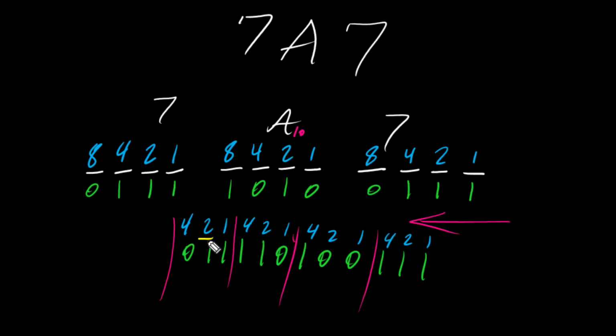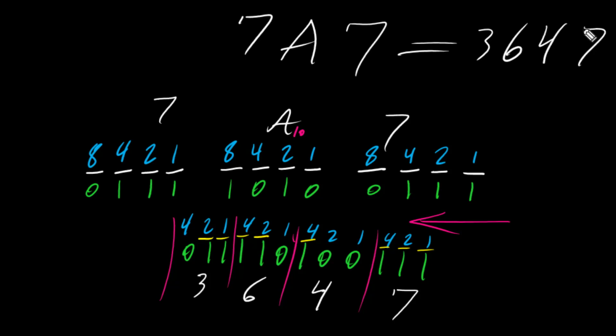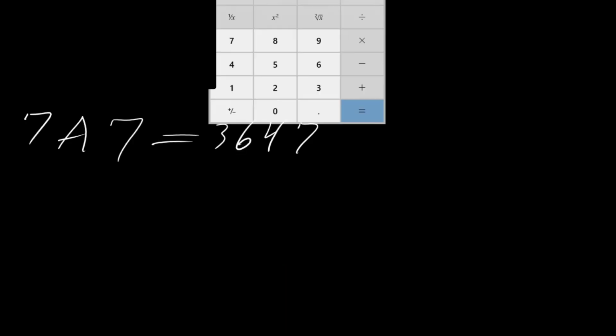So here we have 2 and 1 turned on. In this group we have 4 and 2 turned on. In this group only 4 is turned on. In this group, all of them are turned on. In the first group, 2 plus 1 is 3. Next, 4 and 2 is 6. Then only 4, that's 4. And all of them on, that's 7: 4 plus 2 is 6, plus 1 is 7. Therefore, the hexadecimal number 7A7 is equivalent to the octal number 3647.